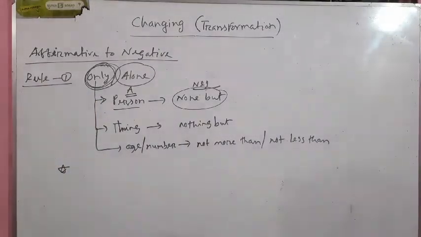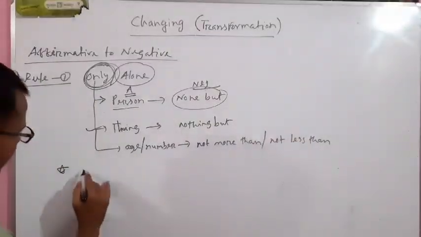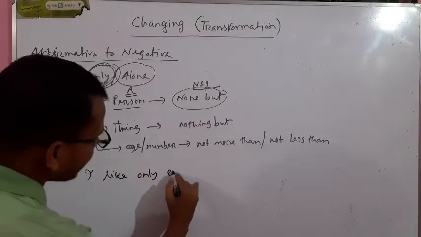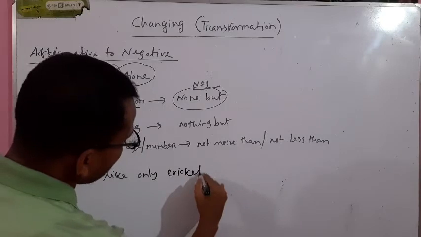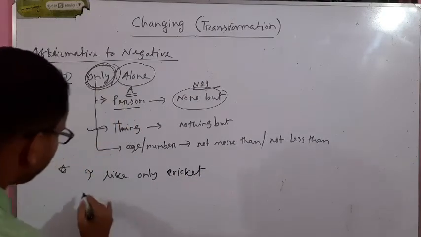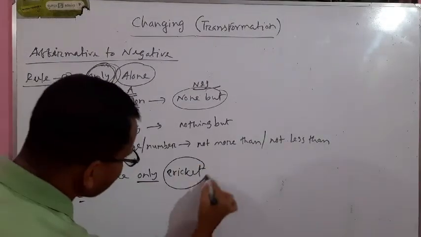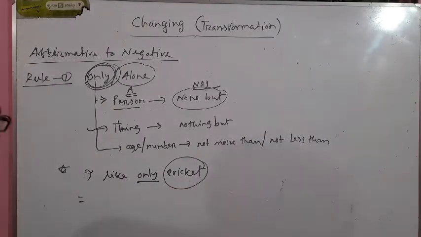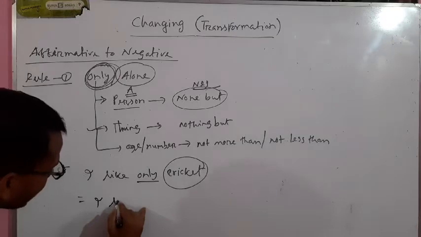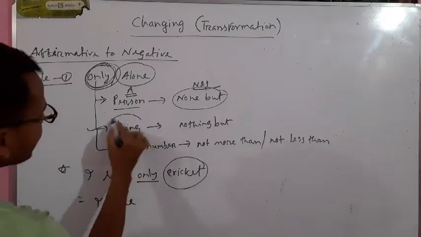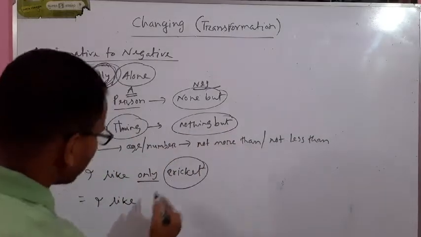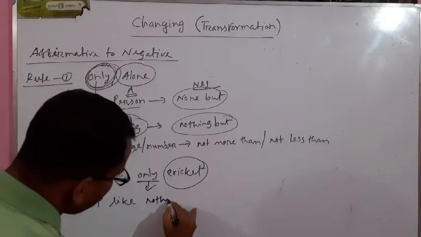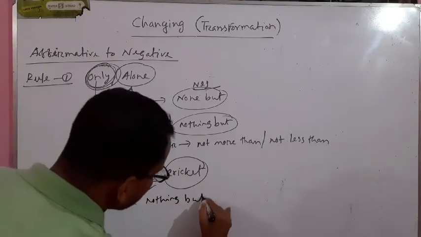Next example, if it indicates a thing: I like only cricket. That means here only is indicating a thing. Cricket is a thing, it's not a person. That is why I will write: I like, and for a thing, nothing but. I like nothing but cricket.